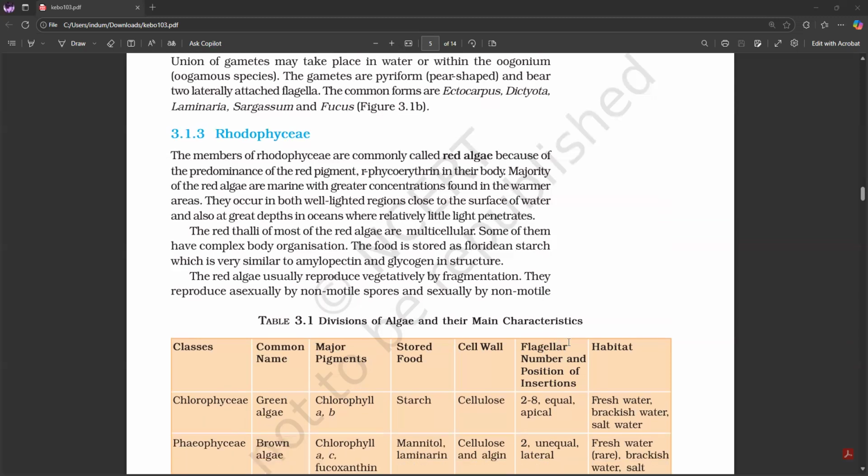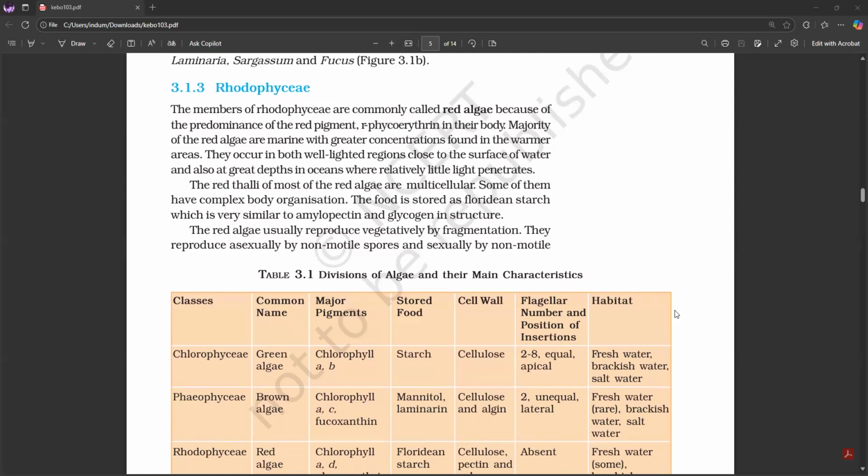3.1.3 Rhodophyceae. The members of Rhodophyceae are commonly called red algae because of the predominance of the red pigment, phycoerythrin, in their body. Majority of the red algae are marine, with greater concentrations found in the warmer areas. They occur in both well-lighted regions close to the surface of water and also at great depths in oceans where relatively little light penetrates. The red thalli of most of the red algae are multicellular. Some of them have complex body organization.